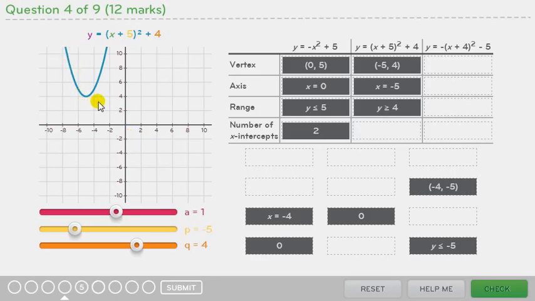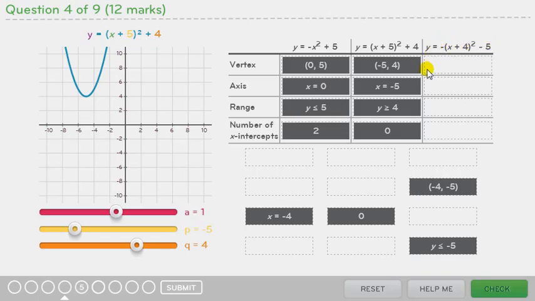And as we can see, this graph opens up and its vertex is above the x-axis. Therefore, it never ever crosses the x-axis. So we have 0 x-intercepts. Now for our last one, y equals negative (x plus 4) all squared minus 5.